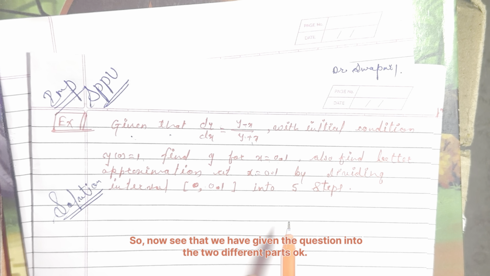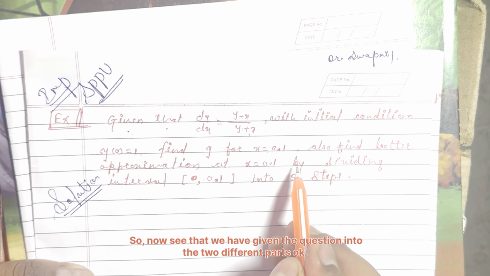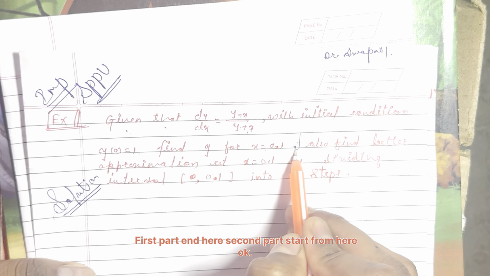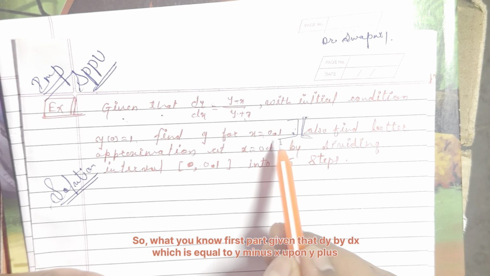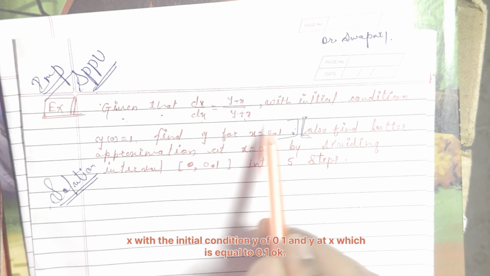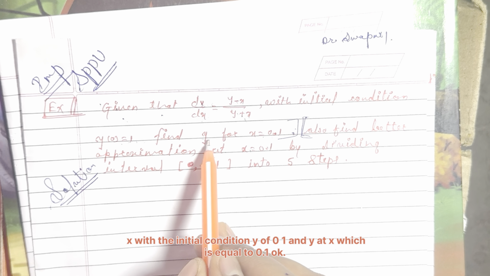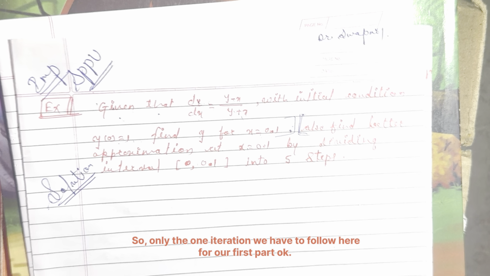So we see that the question is given in two different parts. The first part ends here, and the second part starts from here. In our first part, given dy by dx equals y minus x upon y plus x with initial condition y of 0 equals 1, find y at x equal to 0.1. So only one iteration is needed for the first part.